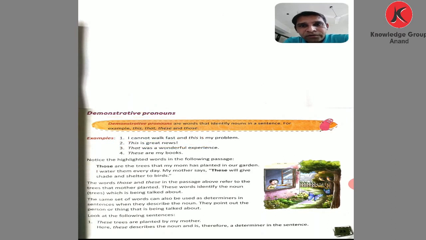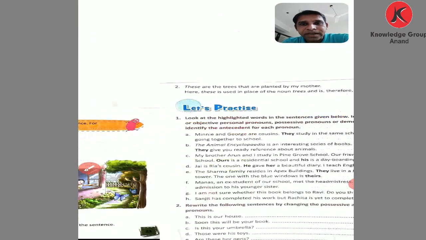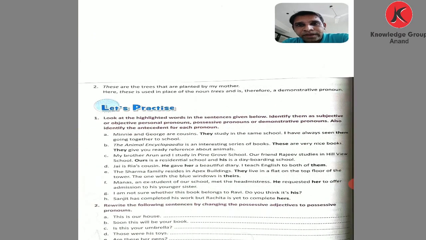That was a wonderful experience. These are my books. All four example sentences are written with the pronoun in the first place or in the middle, but used in place of the noun. We replace the noun using these words. So that is called a demonstrative pronoun. Now let's see how this is different from the demonstrative adjective.